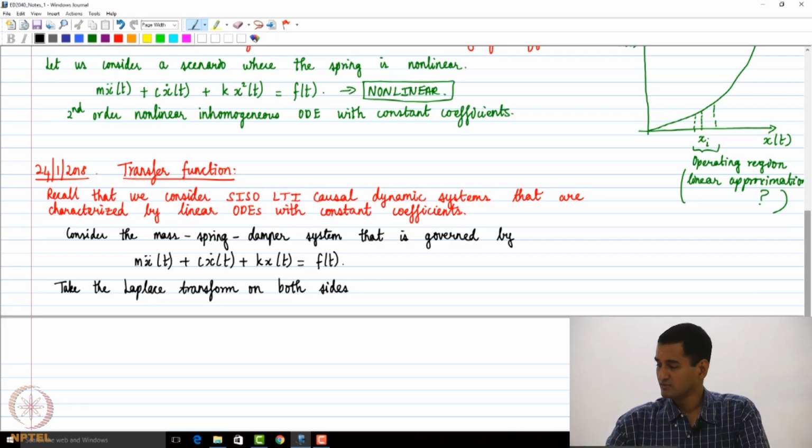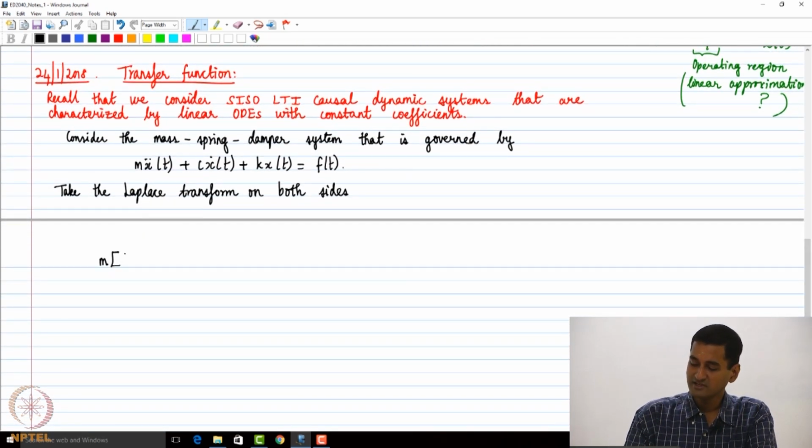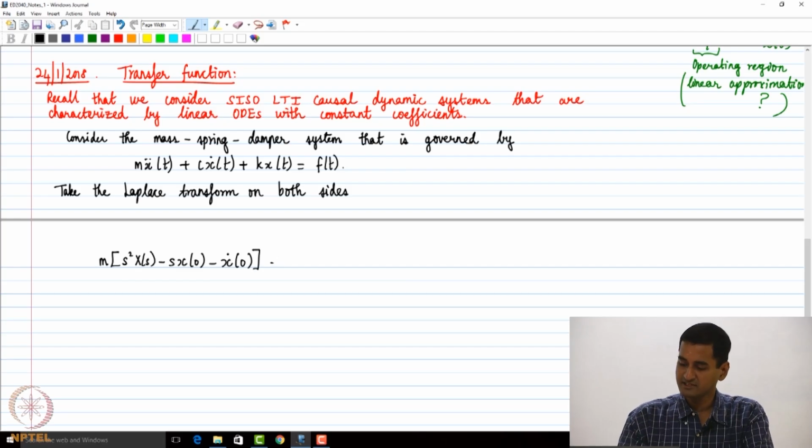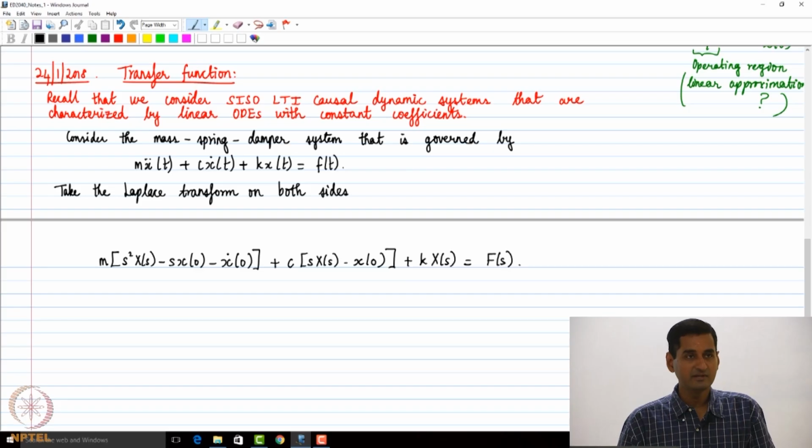Okay, so what happens if I take the Laplace transform on both sides? We are going to get m times, what is the Laplace transform of the second derivative? We are going to get s squared times x of s, right? Minus s times x of 0 minus x dot of 0. That is the Laplace transform of the second derivative, plus c times s times x of s minus x of 0, that is the Laplace transform of the first derivative, plus k times x of s, which is going to be equal to f of s, right?